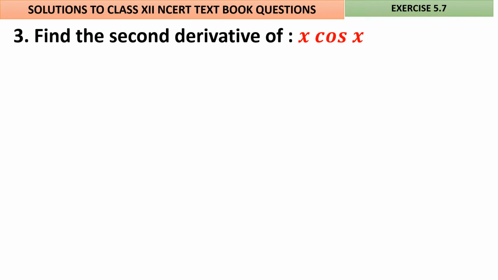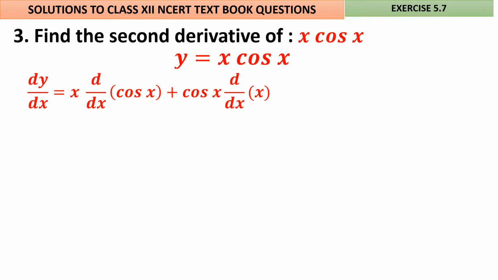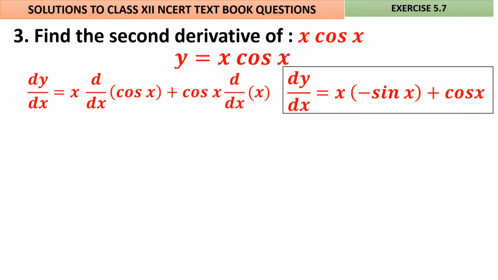Question number 3. Find the second derivative of x cos x. For the first derivative, we have to use product formula. Keep x, differentiate cos x plus cos x into derivative of x. Cos x derivative is minus sin x and derivative of x is 1. Now it is minus x sin x plus cos x.